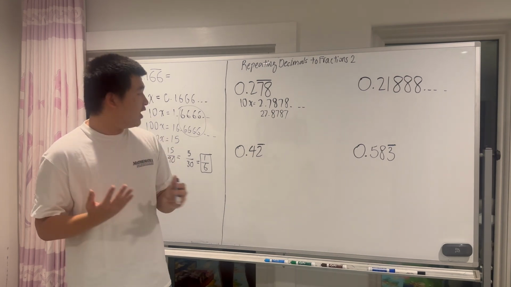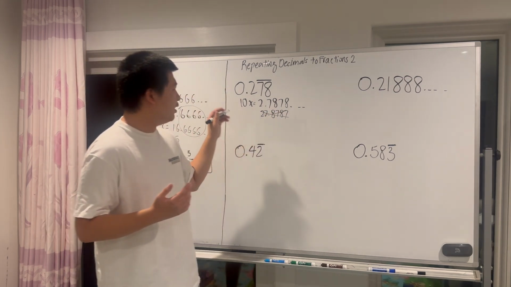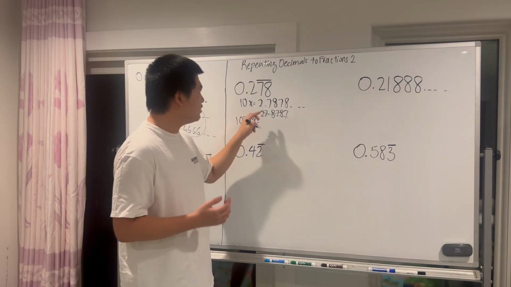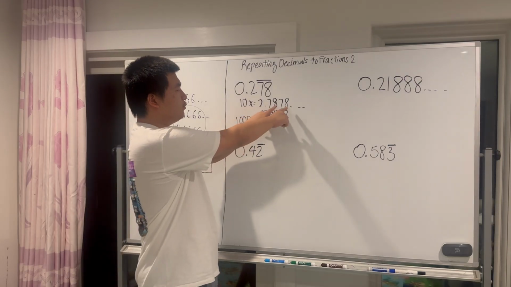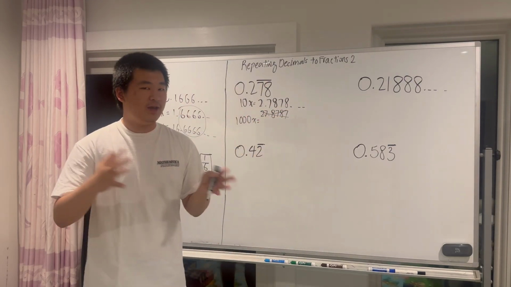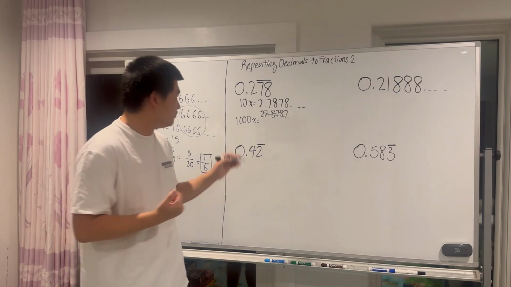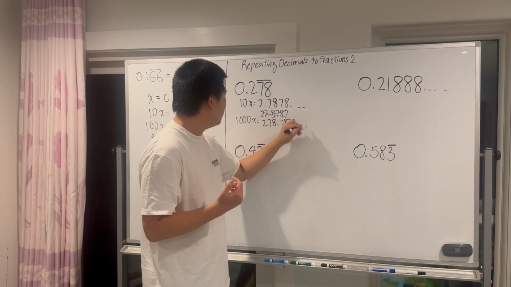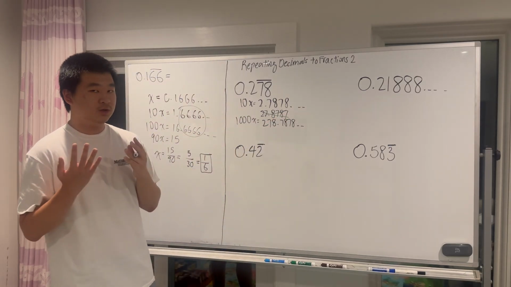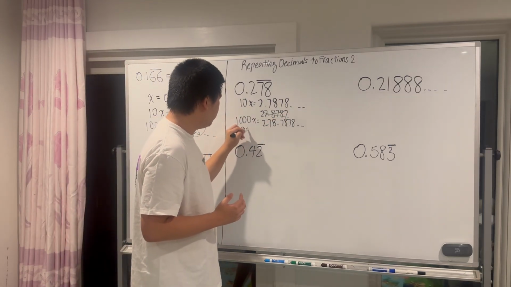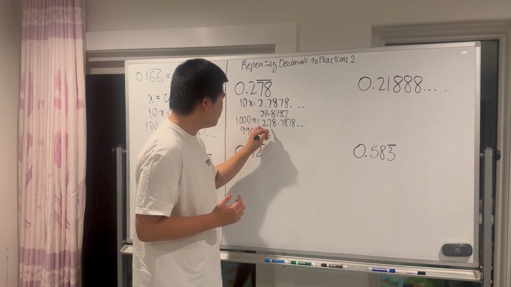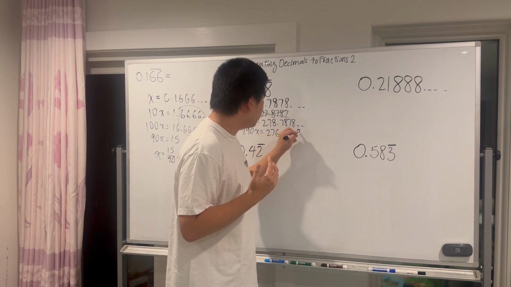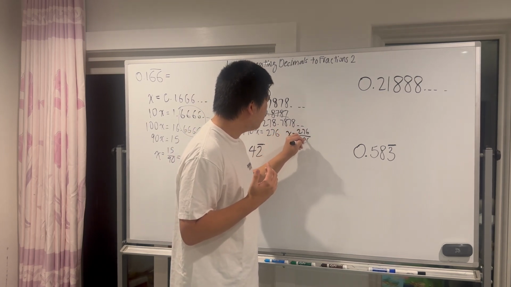So what we can do instead is multiply by 1,000. And if we multiply by 1,000, you'll see we get this 78 out here, and we'll have more 787878 instead of 878787, and that's going to cancel. So we'll have 278.7878, and then we can do our subtraction. And when we do our subtraction, it's going to give us 990x equals 276. And now we can divide, right? x equals 276 over 990.